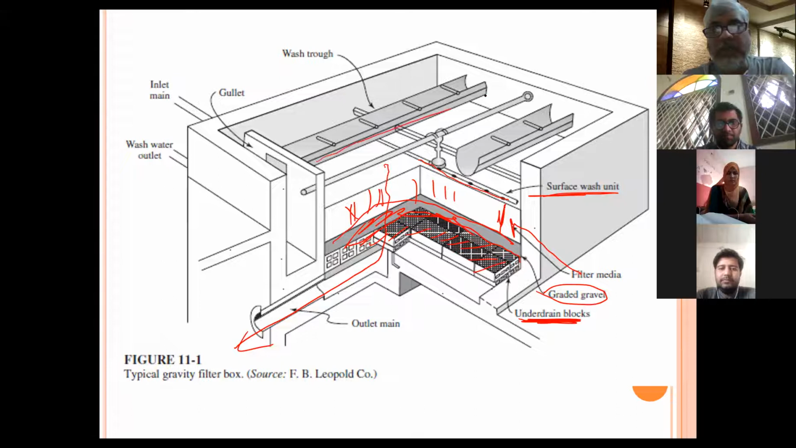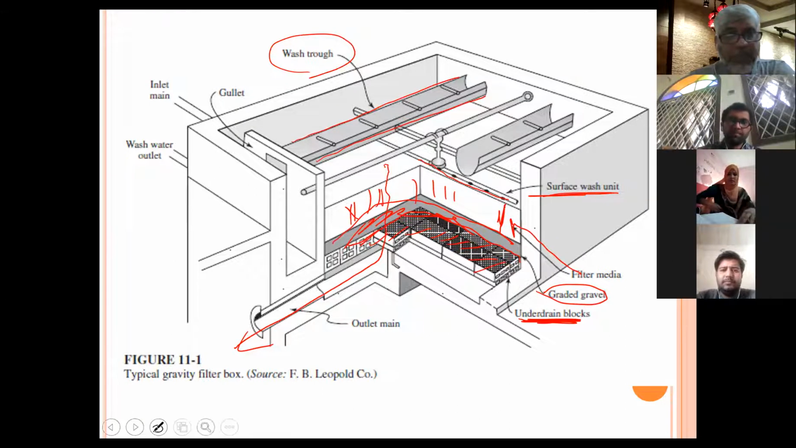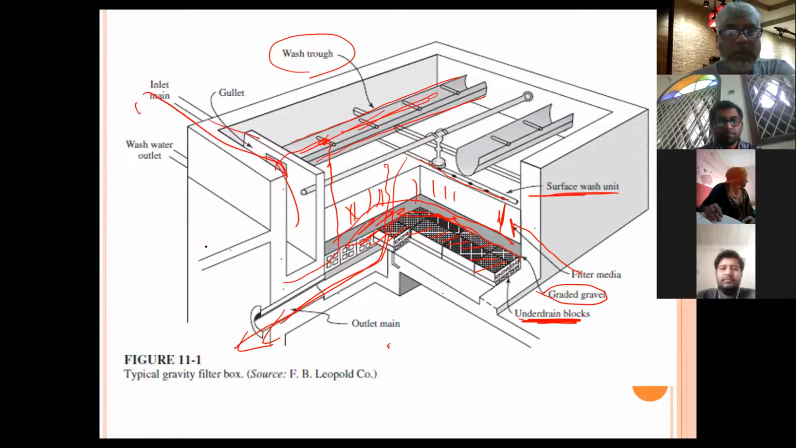Here you can see something we call wash troughs. When we operate it, water goes downward, and when we want to backwash, water goes upward and goes into this tray, and from this tray it goes out. So it goes out from here.